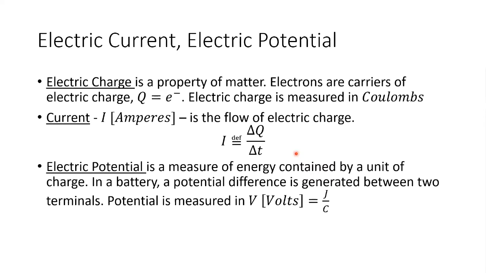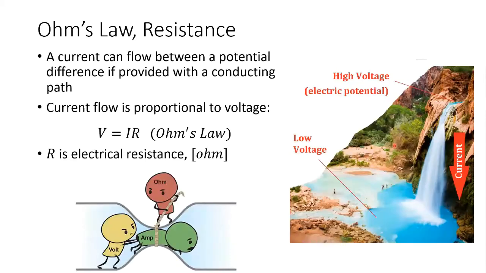Now, current won't flow by itself, because you need to do some sort of work to push a charge from one place to the other. If there's a current flowing in real life, it probably means that there's an electric potential difference across which the current flows. Electric potential is a measure of energy contained by a unit of charge, and it's measured in volts. As you'll see in this picture, if you have a high voltage, or we can compare this to a waterfall, and a low voltage next to it, then electrons will tend to go from high to low voltage because they're naturally seeking the lowest energy state.